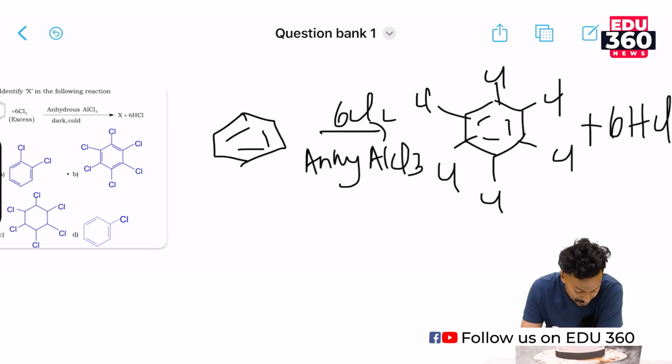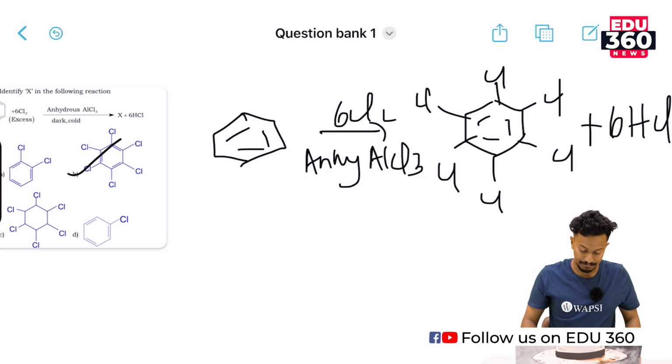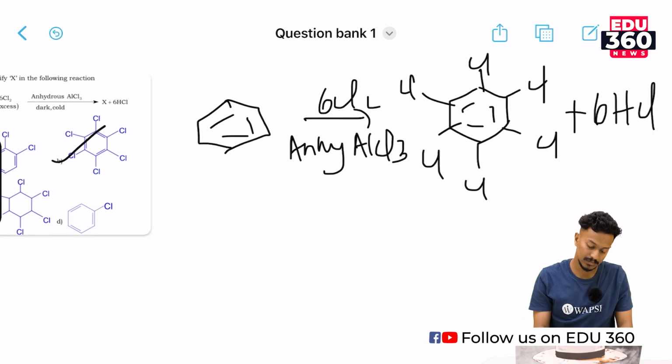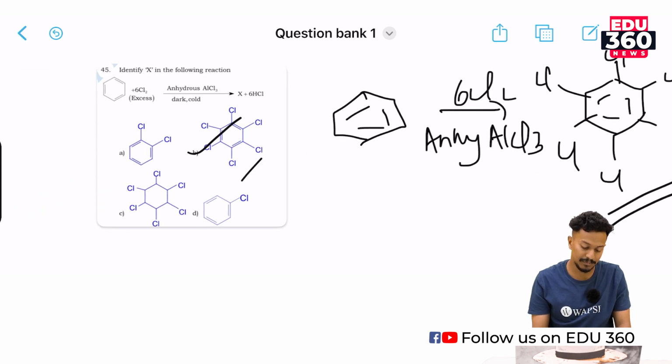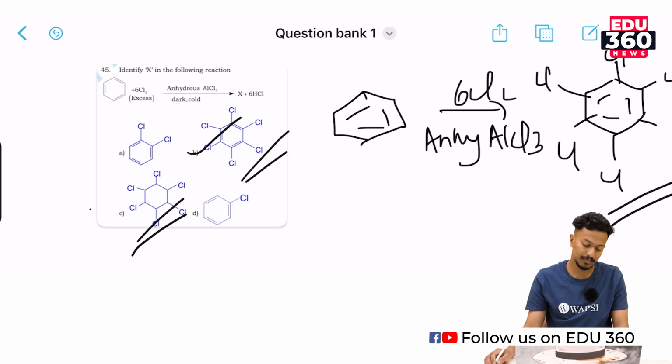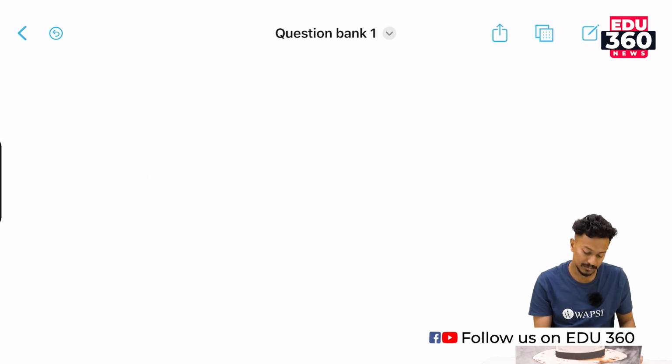So the correct option would be option number B, right? Here it is then treated with 6Cl2, which gives benzene hexachloride. Okay, there is a complete difference between these three. Okay, these two, this is wrong actually. We get a benzene hexachloride. Option number B is the correct one. Move on to our next question.